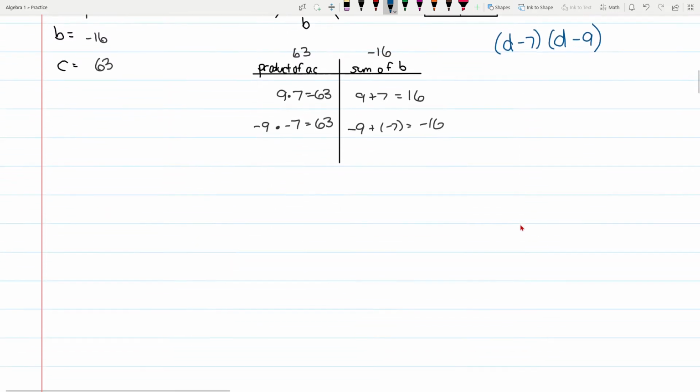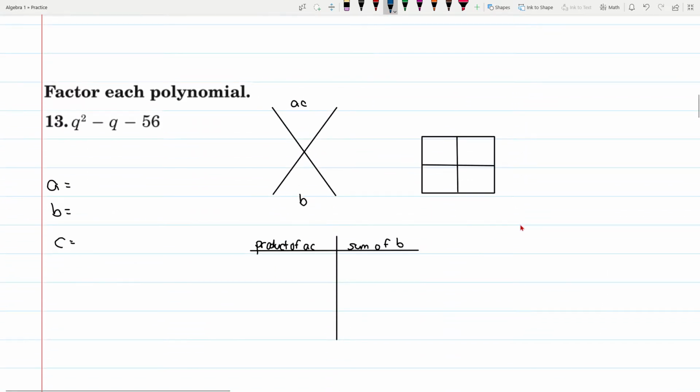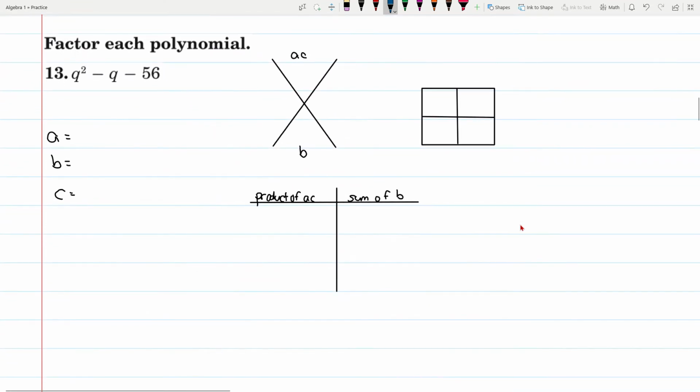Moving on. Here, our a is 1, our b is negative 1, and our c is negative 56. Our a times c is 1 times negative 56, which is negative 56. Our b is negative 1. So we're looking for a product of negative 56 that adds up to be negative 1.